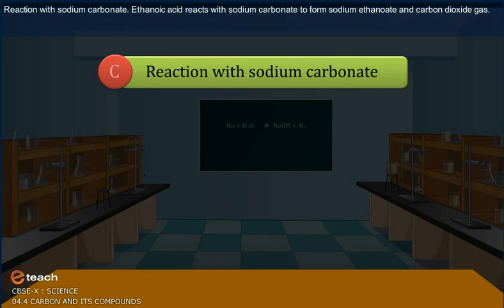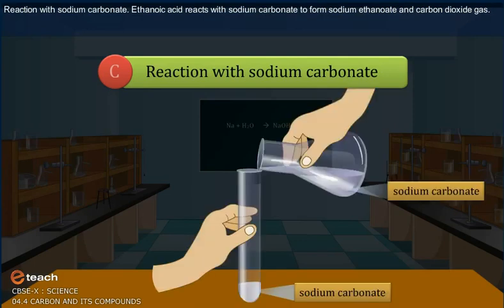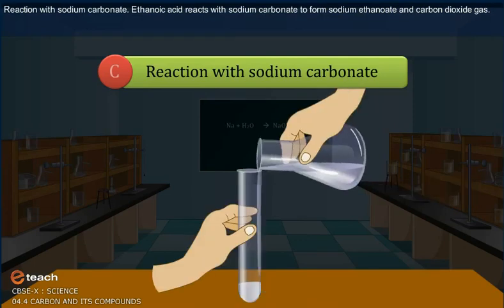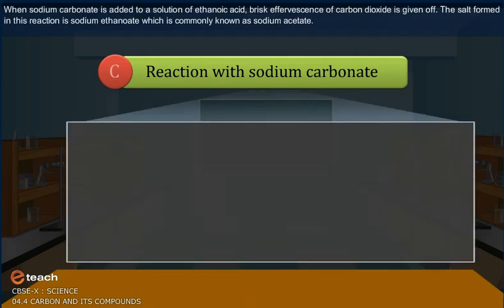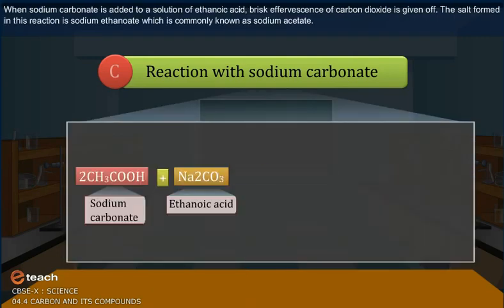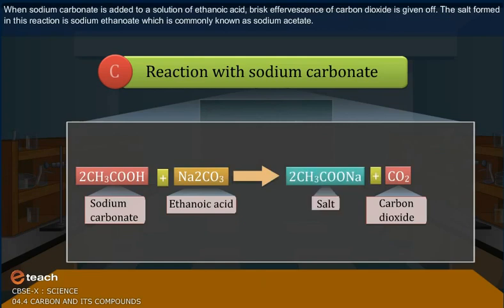1. Reaction with sodium carbonate. Ethanoic acid reacts with sodium carbonate to form sodium ethanoate and carbon dioxide gas. When sodium carbonate is added to a solution of ethanoic acid, brisk effervescence of carbon dioxide is given off. The salt formed in this reaction is sodium ethanoate, which is commonly known as sodium acetate.